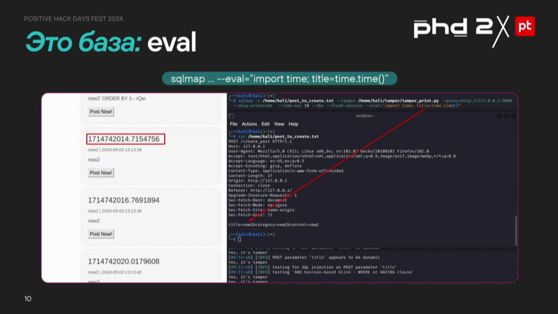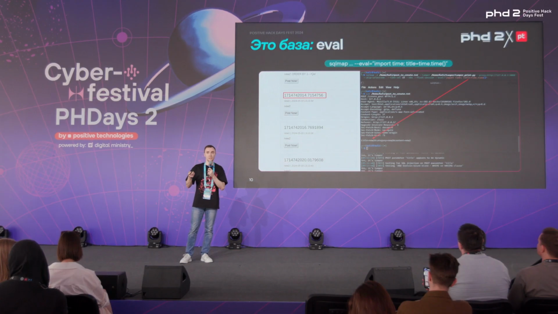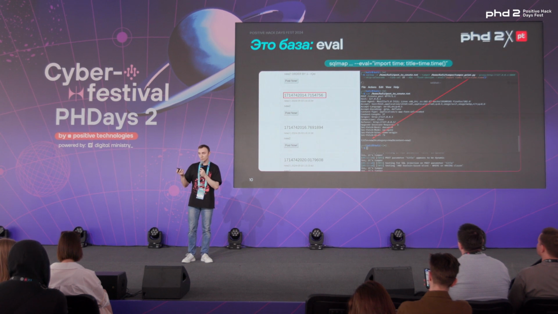Here you see an example of how eval works. You import the time library to change the title of the news. So you enter the parameter, and in your query the title will be modified as it is shown on the slide here.